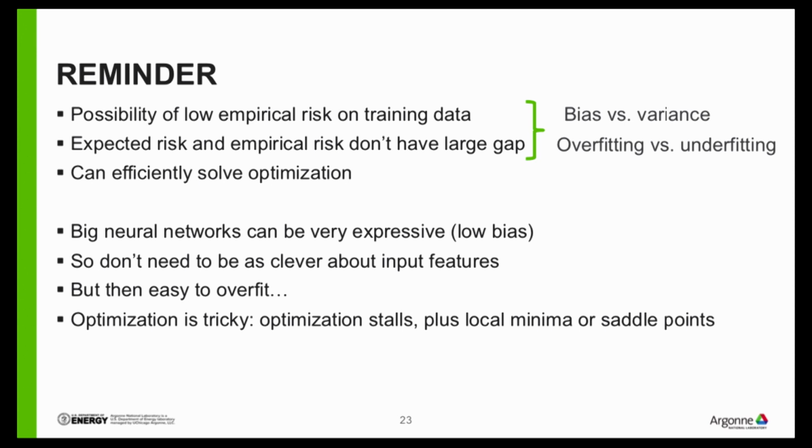On the other hand, it means generally you can spend less time getting your data into some great feature representation, because deep learning hopefully can learn some good features. On the other hand, the optimization for deep learning is tricky. A lot of times it stalls out, or you get stuck in a local minimum or a saddle point.